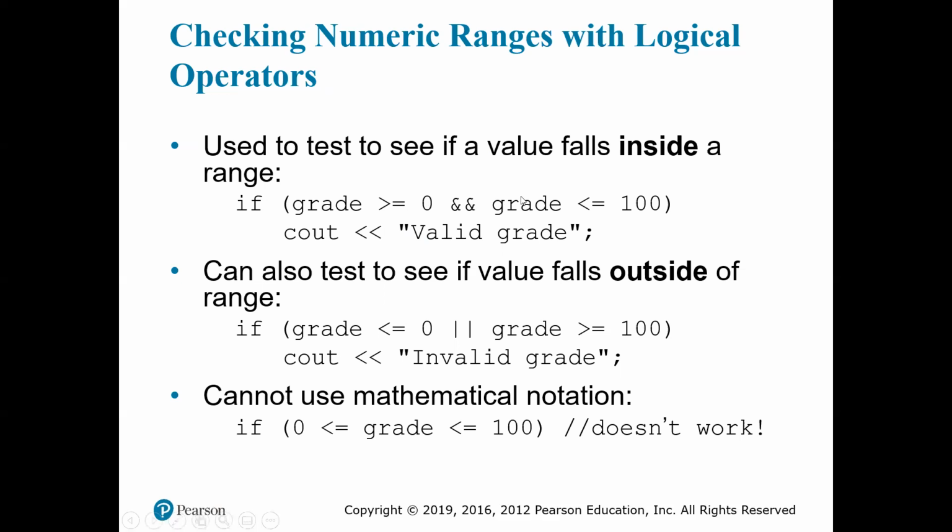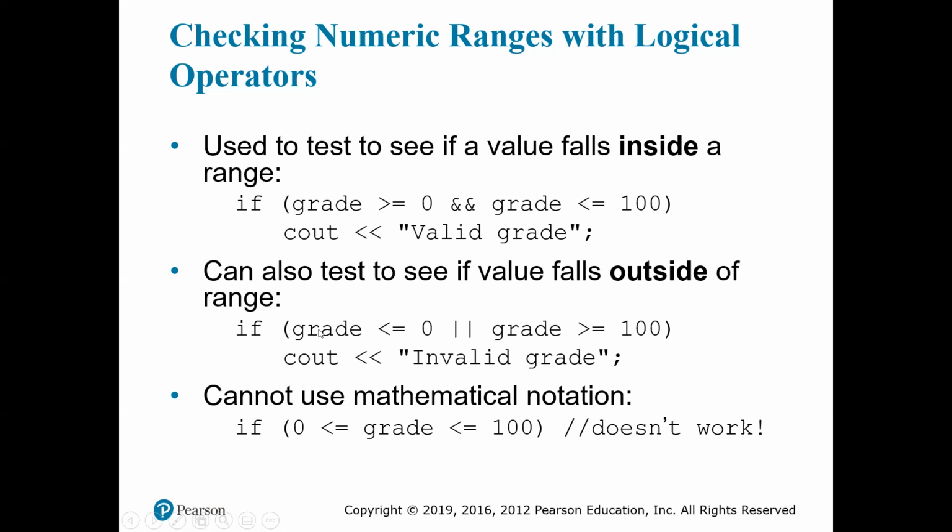Now, you always have to make sure that you repeat grade over here. Like, for example, you can't say if grade is greater than or equal to 0 and less than or equal to 100, okay? Because it has to know what variable you're comparing to this number here. It doesn't assume that it's still the same first variable. So you have to write it again. That happens a lot when students are doing it.